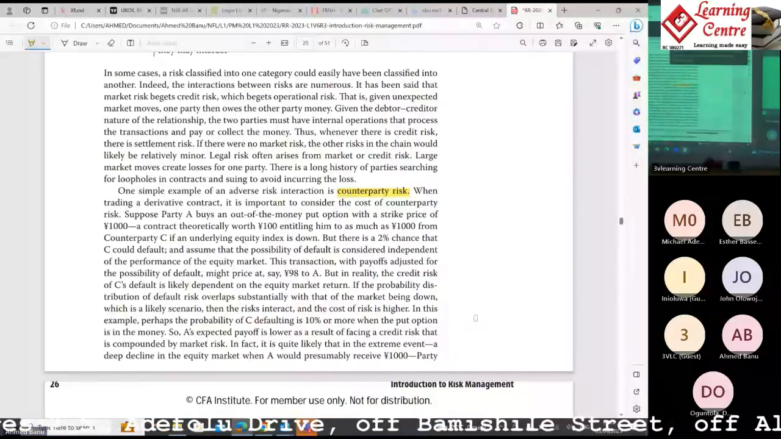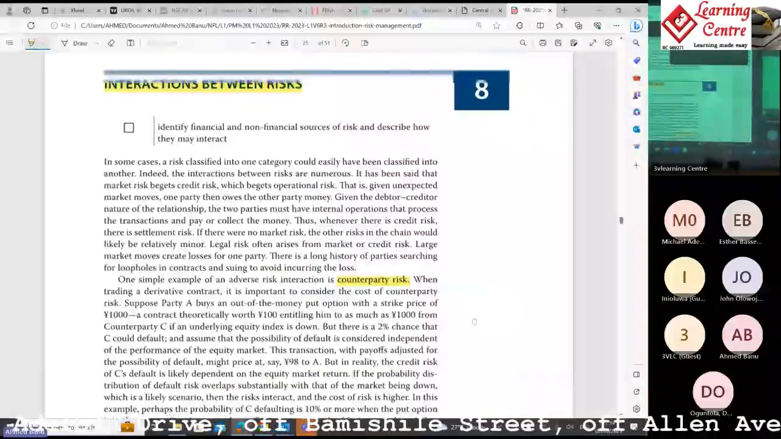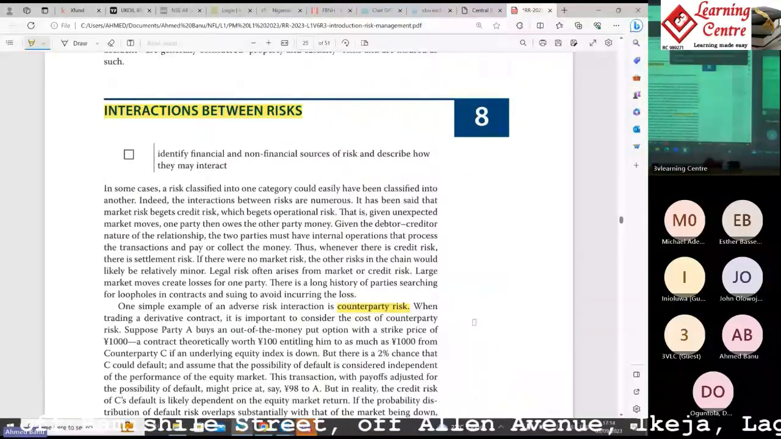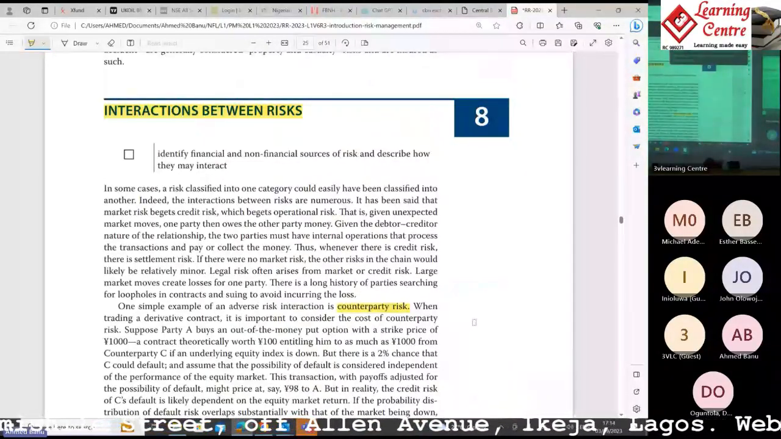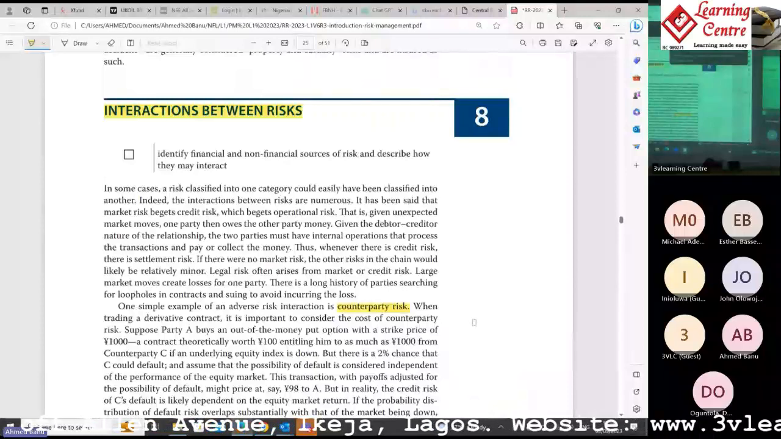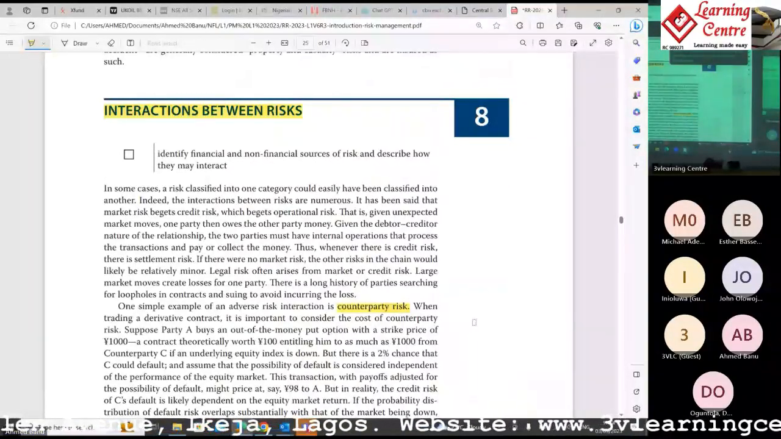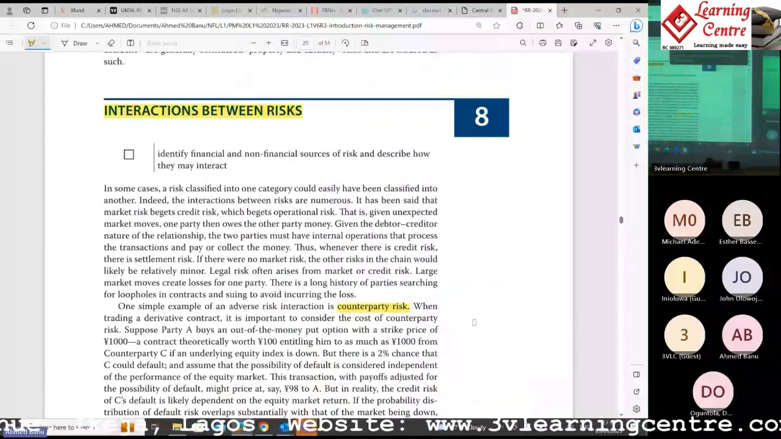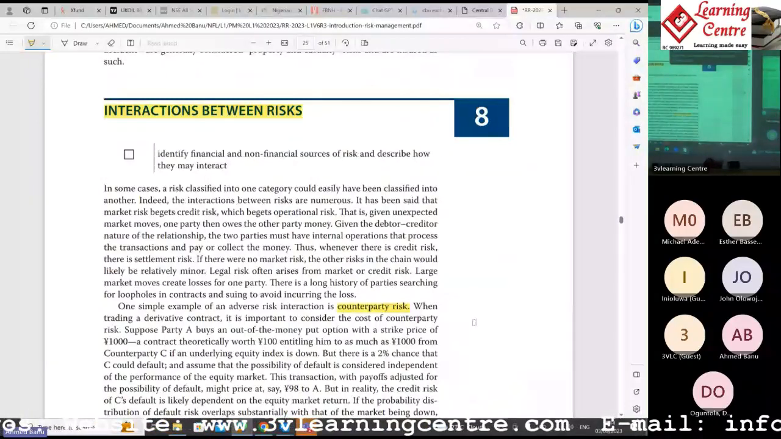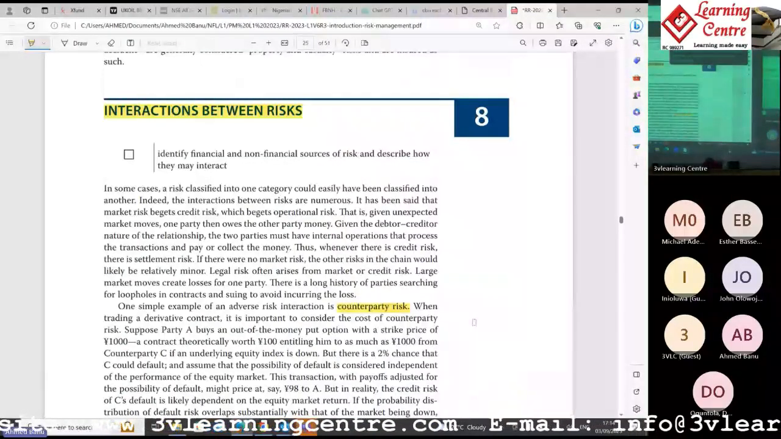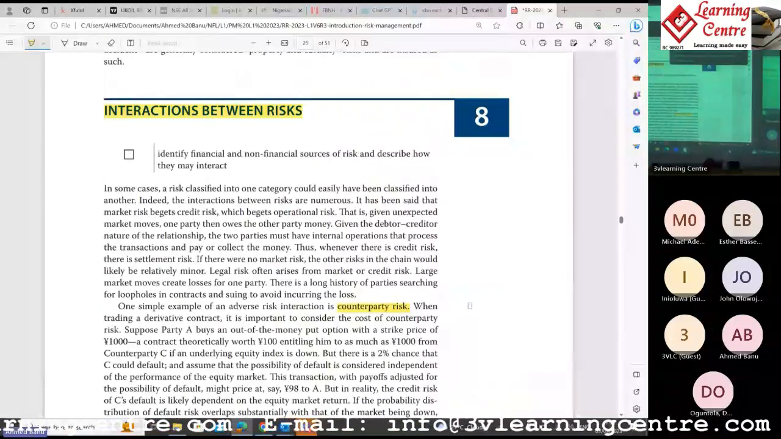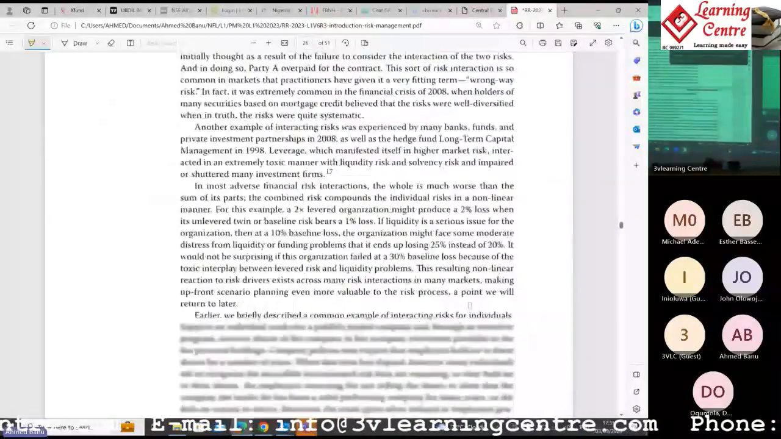The takeaway from this is: never look at risk singularly, in isolation. Look at risk holistically. Try to understand what you are looking at and tell yourself that this risk is not just going to lead to A. There's a possibility that it will lead to C. There's a possibility that if it leads to A, it can lead to B. That's what I'm talking about in terms of interaction between risks.